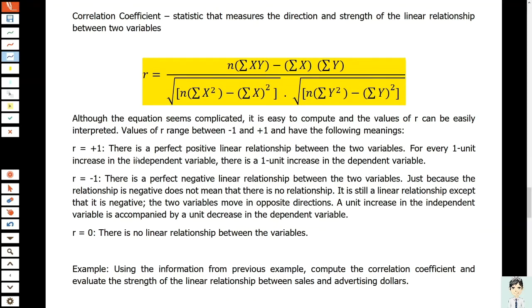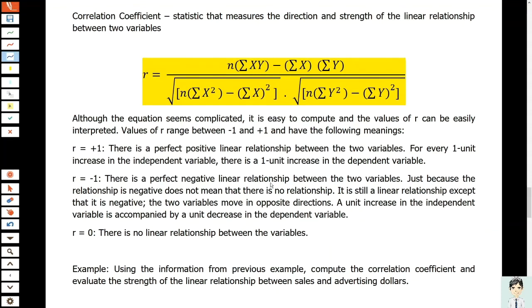Di ba? It's either kapag nag-decrease naman yung independent variable, mag-i-increase naman yung dependent variable. So, ganun yung negative linear relationship. So, dun sa example natin sa linear regression, yun yung gagamitin natin para ma-identify kung perfect positive linear relationship ba yung two variables or perfect negative linear relationship. Kapag R is equal to 0, there is no linear relationship between the variables.